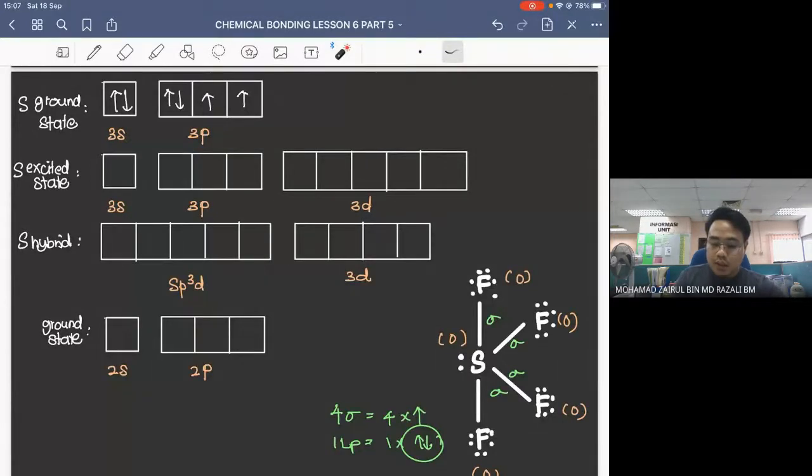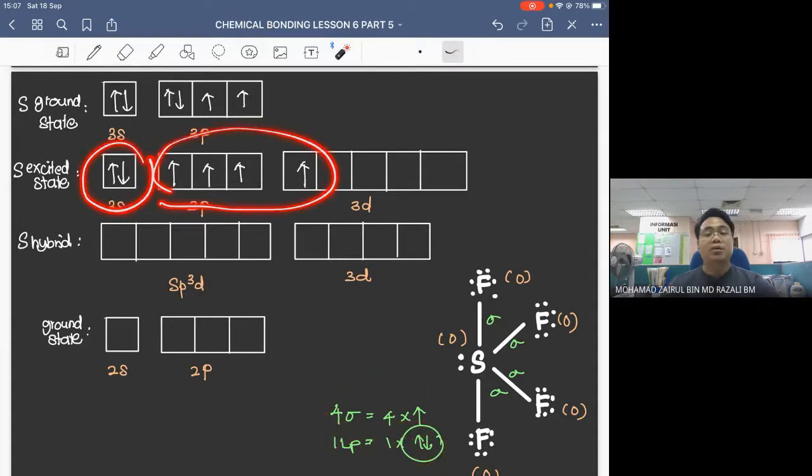We're going to excite one of the electrons daripada 3p ini pergi kepada 3d. So kita akan excitekan dia. So now the 3s maintain ada 2. So the 3p akan jadi 3 unpaired and 3d have 1 unpaired electron. So kalau awak tengok, in order to form the hybrid, dia kena ada 1 lone pair, 4 unpaired. So 1 lone pair, 4 unpaired. So now awak dah boleh jadikan dia sebagai hybrid sp3d.